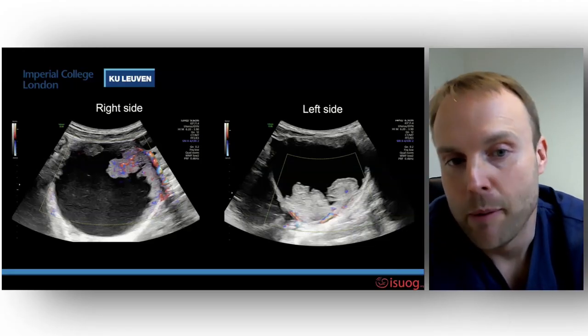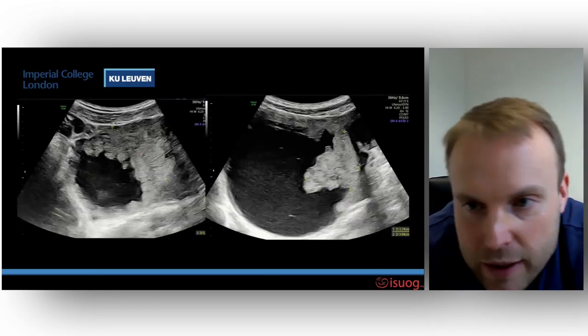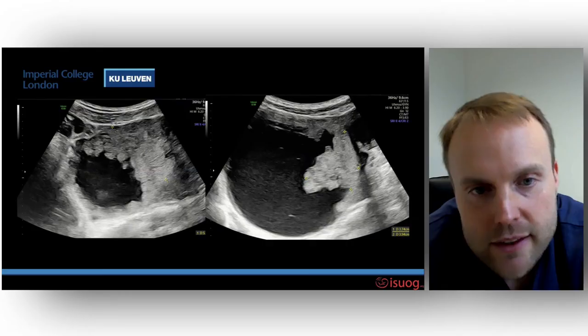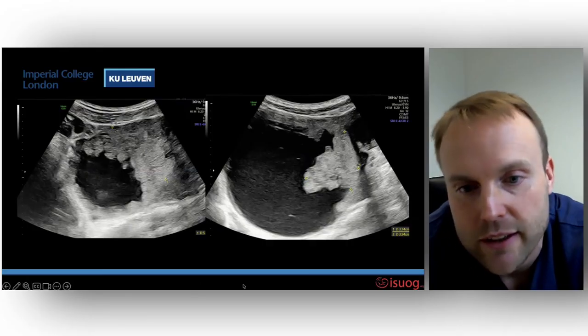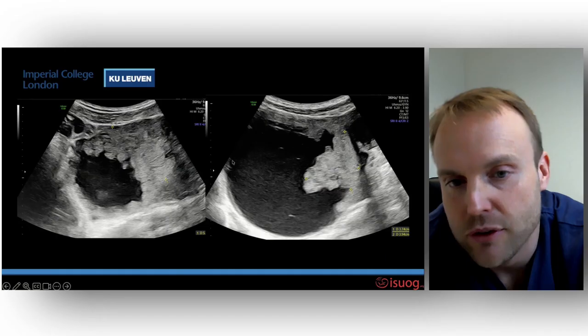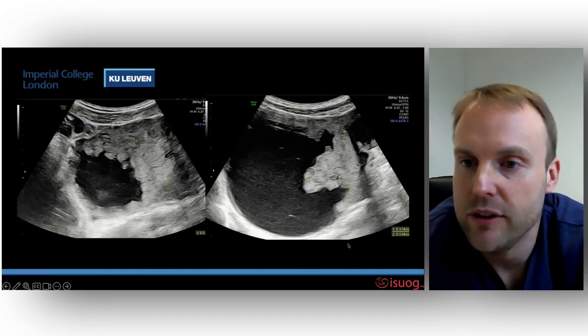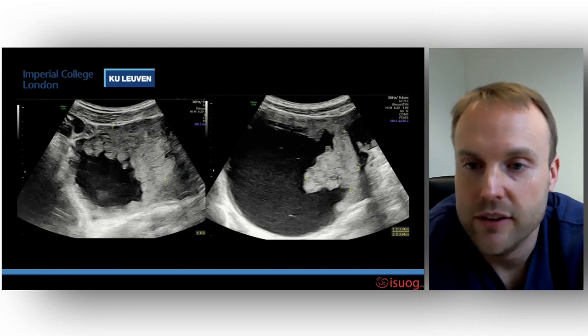The contours of the papillations are clearly irregular, and you can also see in some of these papillations some small cystic areas, this microcystic pattern. You see the largest solid component here is more than 5 centimeters, so it's a very big papillation inside these lesions.